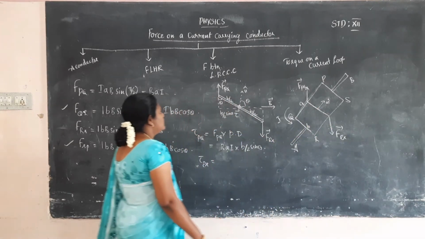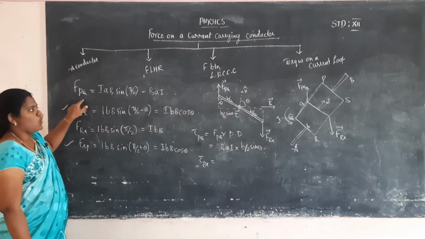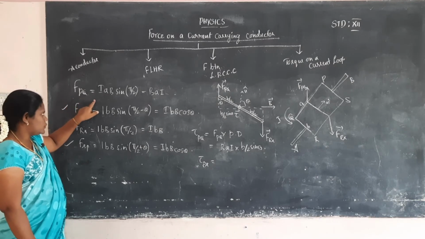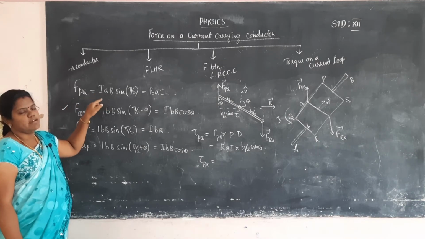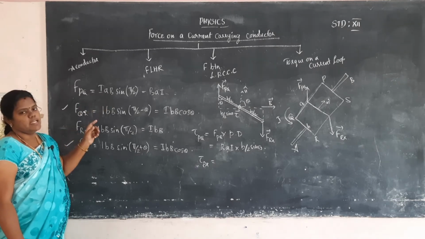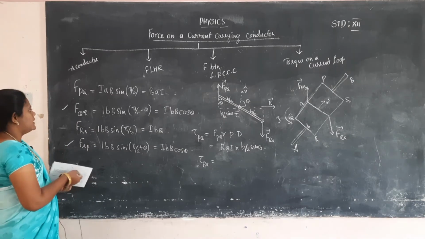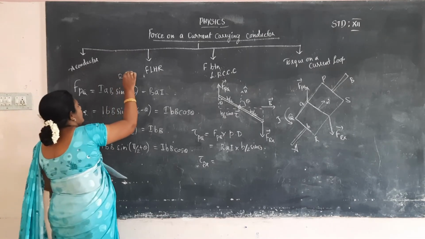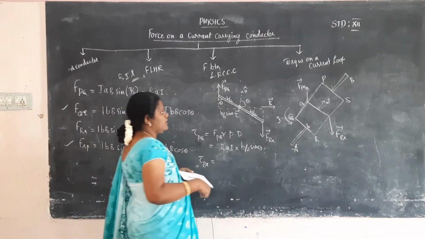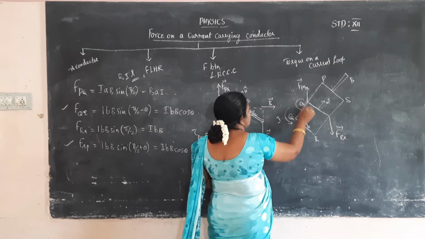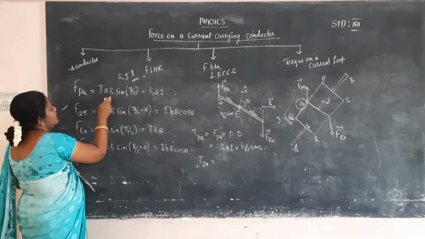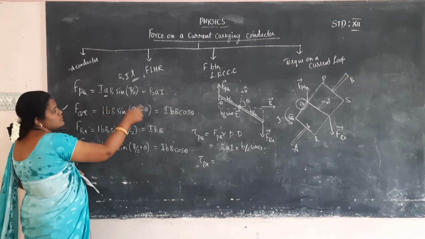Okay. Then first consider the PQ arm. The force acting on the PQ arm: normally the force acting on a conductor is BIL, where L is the length of the conductor. On this side the length of the conductor is a. So we put BIa for the length of the conductor.